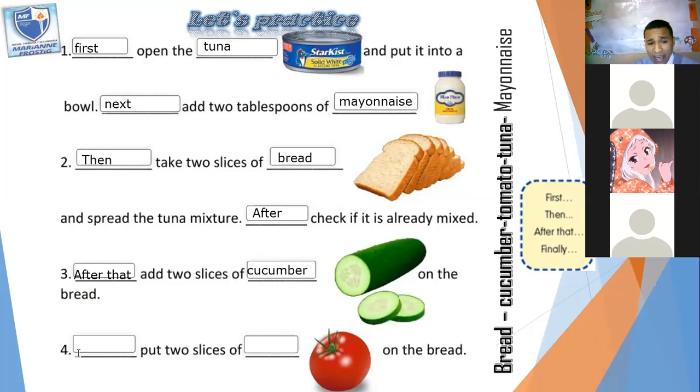And number four, guys, what are you using number four? The last one, to finish. First, then, or finally? Finally. Finally, perfect. Finally, okay. Finally, put two slices of, two slices of what, guys? Of what? Tomato. Tomato, perfect. Tomato, okay? Tomato.